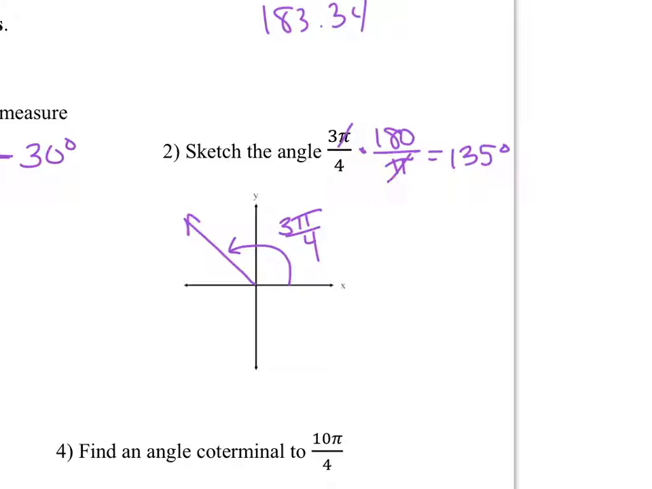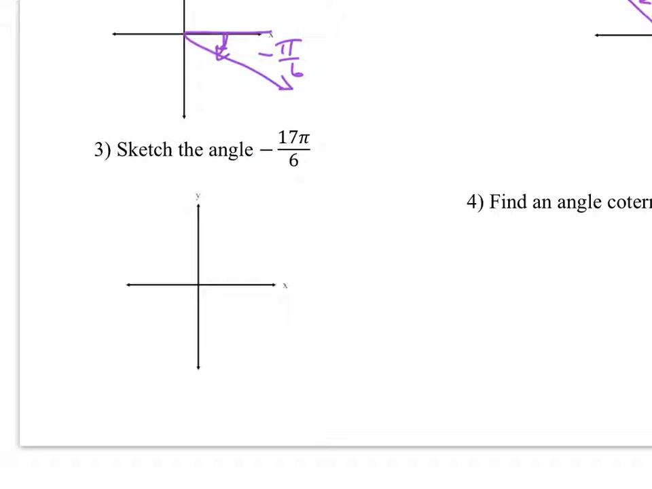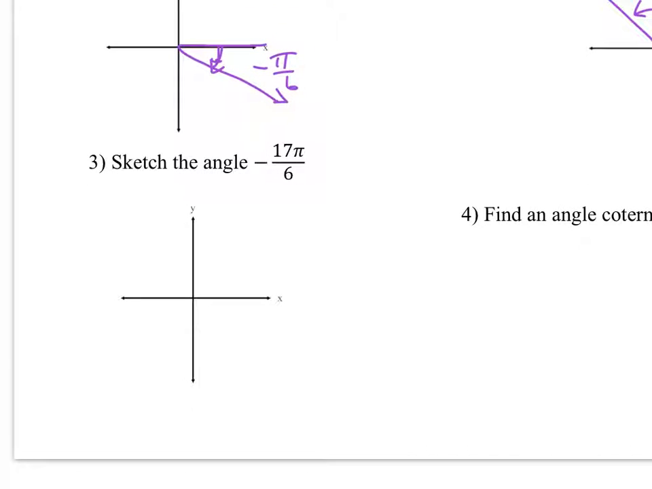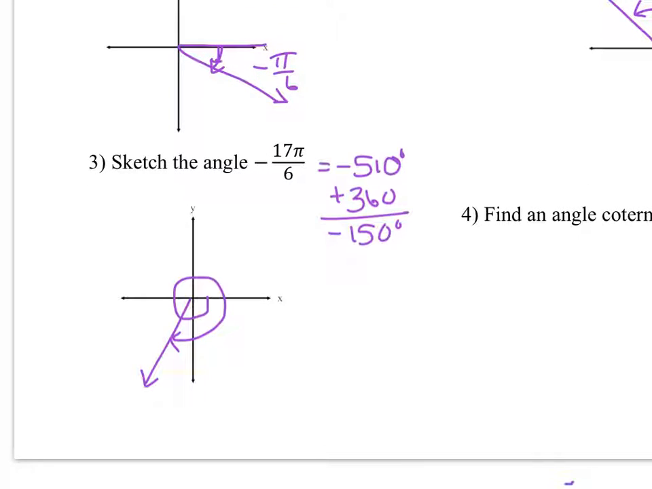Okay, so for this one, I converted it to degrees because I understand 135 degrees a lot better than 3 pi over 4. And I got 135, that's right there. So 135 is the same as 3 pi over 4. Okay, this is negative, so you know it's going down. And try that out. So for this one, when I converted it, I got negative 510.